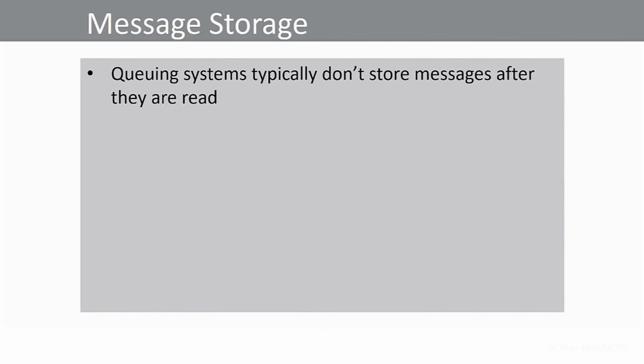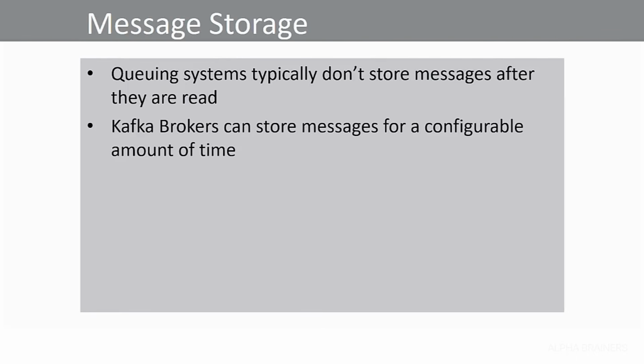So this next section, we're going to talk about Kafka as a storage system. When queuing systems are used, they don't typically store messages after they're read. The message goes from the publisher into the queue, and then once it gets read from the subscriber, the message is gone. Unless, of course, the subscriber decides to keep it permanently on that end of the process. Kafka brokers can store messages for a configurable amount of time, typically 7 days, but that's something that can be changed. And the data is stored persistently on the hard disk.